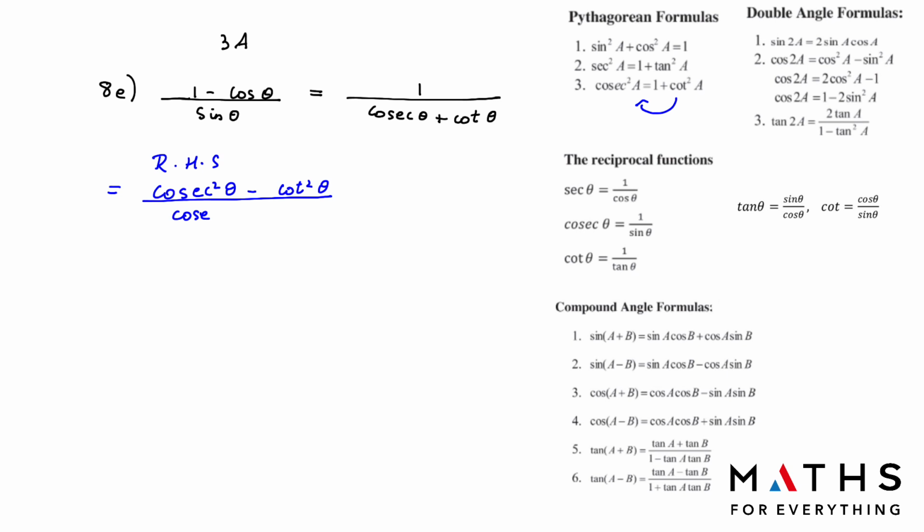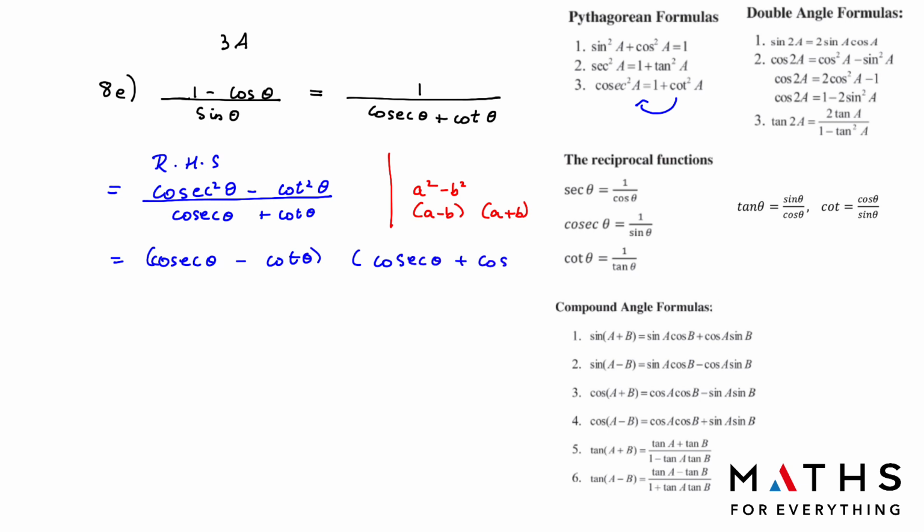So in place of 1, we substituted cosec square theta minus cot square theta. And in the denominator, we have cosec theta plus cot theta. Again, we are going to use a square minus b square, which will be a minus b and a plus b. Our a is cosec theta and b is cot theta. It doesn't make a difference if I write a plus b or a minus b. They are both the same. And in the denominator, we have cosec theta plus cot theta. We can cancel this out. We are left with cosec theta minus cot theta.